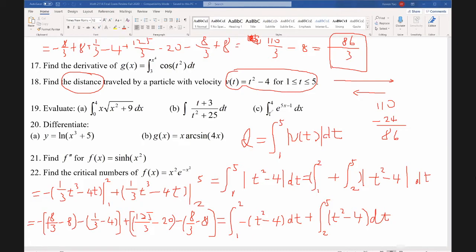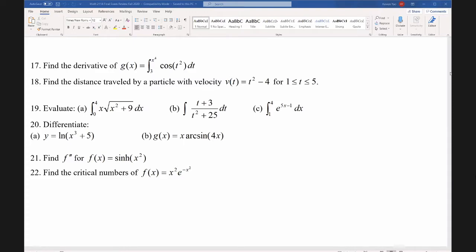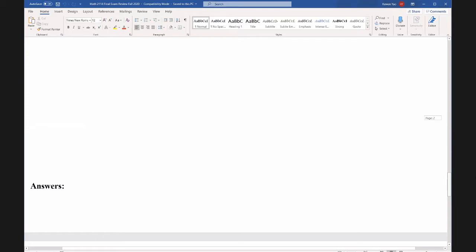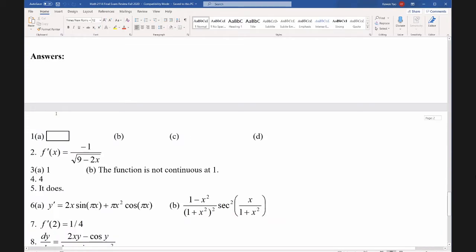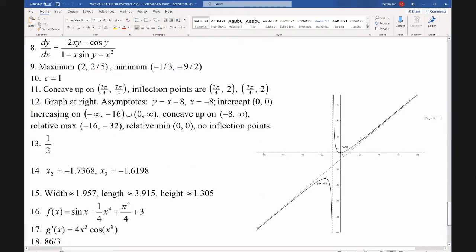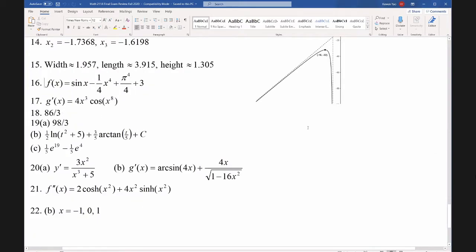Now let me erase this. I want to verify this is the right answer. 86/3. Can I erase this? I hope I can. 86/3. Remember. Let me verify the answer. Yeah, same thing. See, 86/3, number 18, right? Same answer. Very good. We have found the exact answer, right?